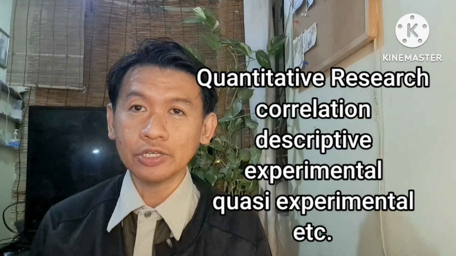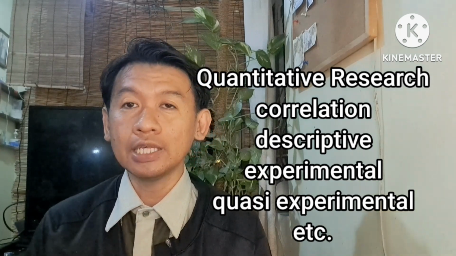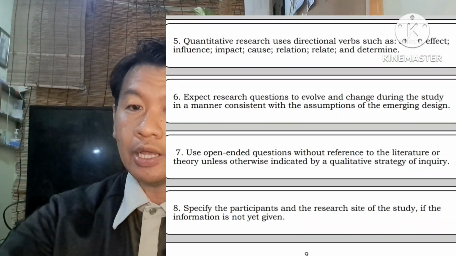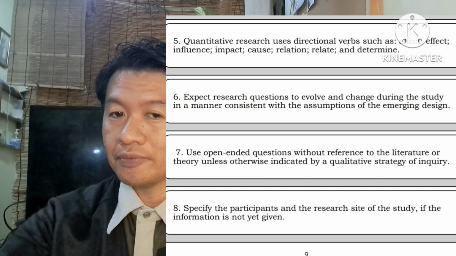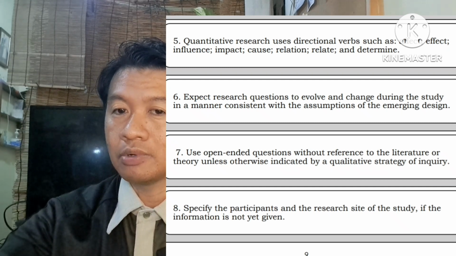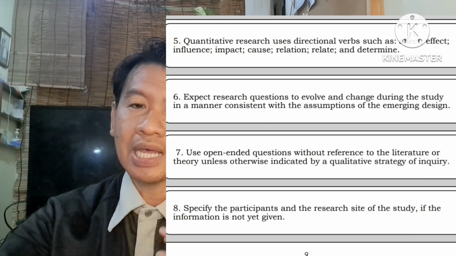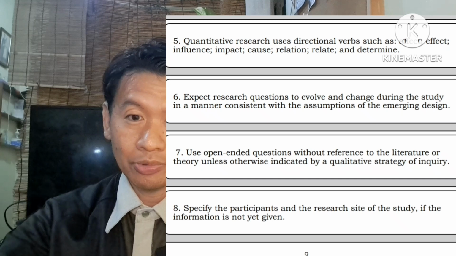Sa PR2 naman, quantitative research, nandiyan yung correlation, descriptive, experimental, causal, comparative analysis, etc. Next, quantitative research use directional verbs such as affect, influence, impact, cause, relation, relate, and determine. So sa mga title, pag may mga nakita kayo ng ganito, most probably or possibility, quantitative research po yan.